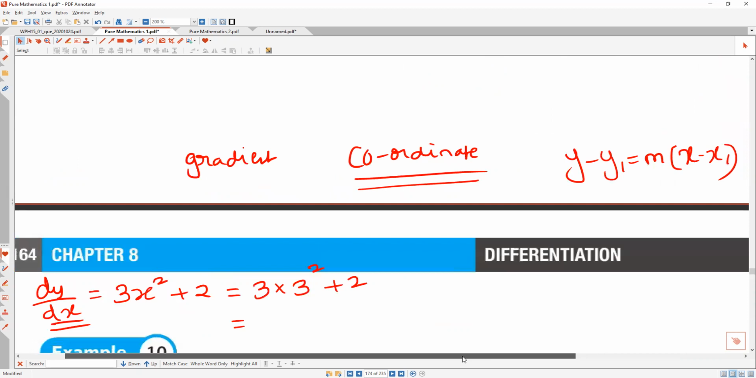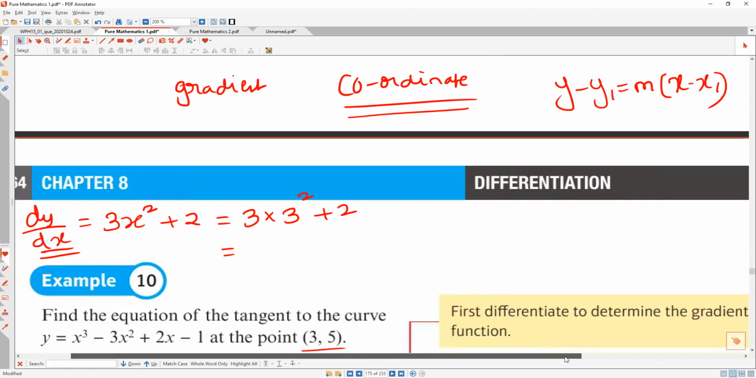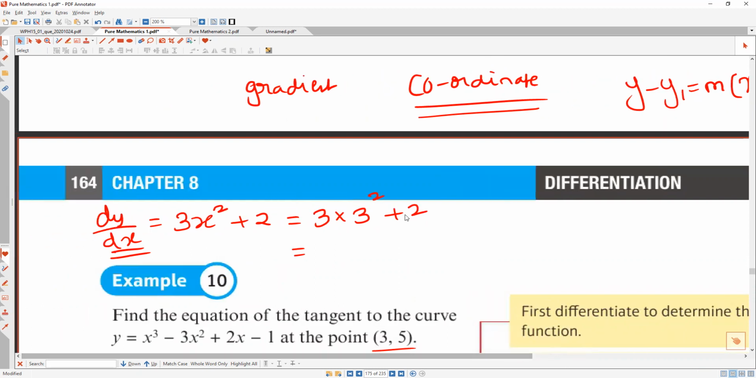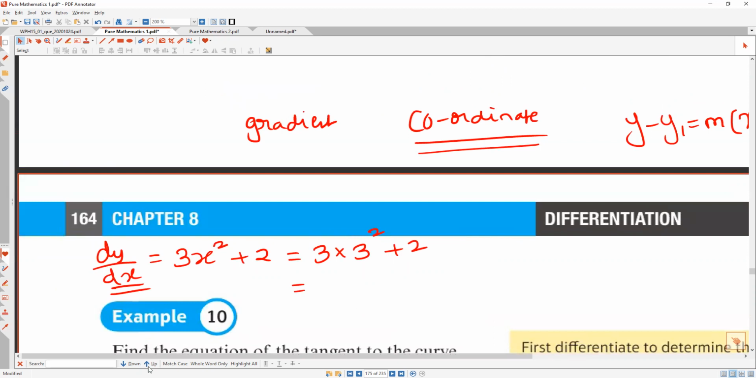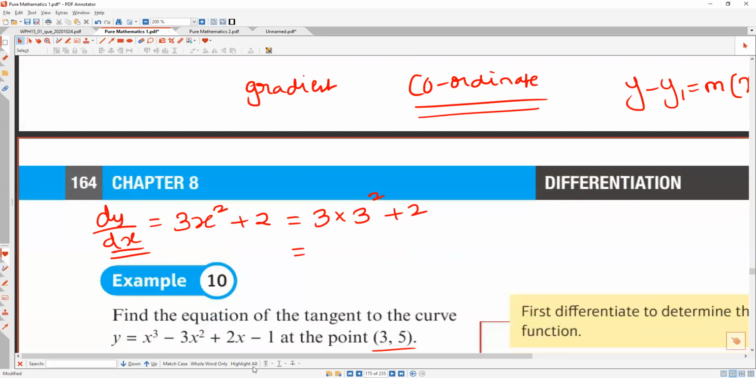Now, to find the equation of a tangent, you need two things. A gradient, is it given? No. A coordinate, is it given? Yes, here. Now, which equation will you use? y minus y1 is equal to m times x minus x1. Okay, so let's try with dy by dx. If I do dy by dx, what will I get? 3x squared minus 6x. I did not write minus 6x over here. Made a mistake.